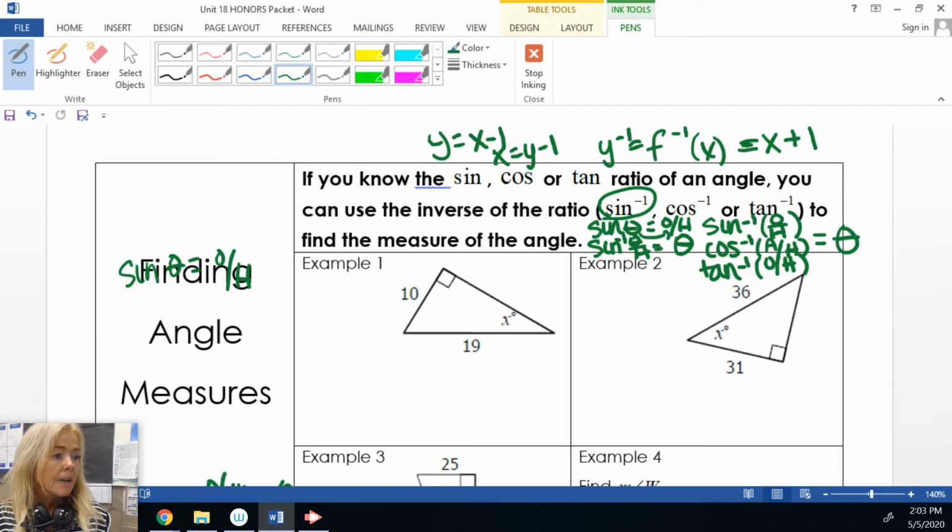Now, inverse functions are just secondary functions on your calculator. They're pretty cool because, again, the ratios are pre-programmed into your calculator, and it knows what the ratio is for the angle, and your inverse function is going to find that angle for you. It's like magic. It's so awesome.